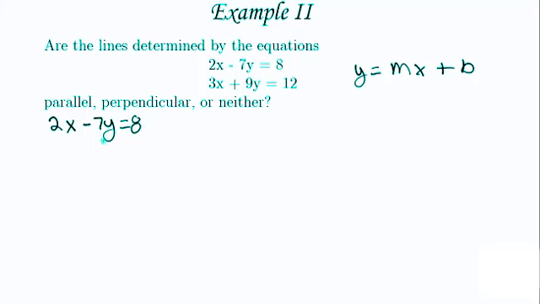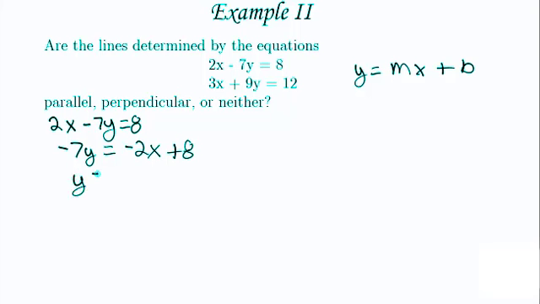Alright, I'm going to subtract 2x from both sides to move that over to the other side to get it into this form. That gives me minus 7y equals negative 2x plus 8. Next, I'm going to divide both sides by negative 7.